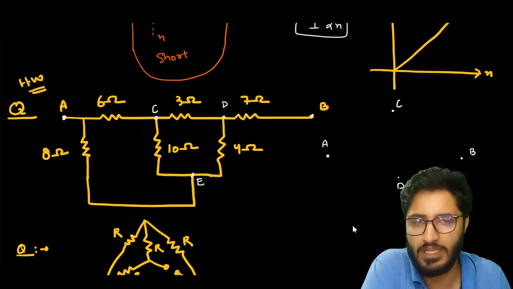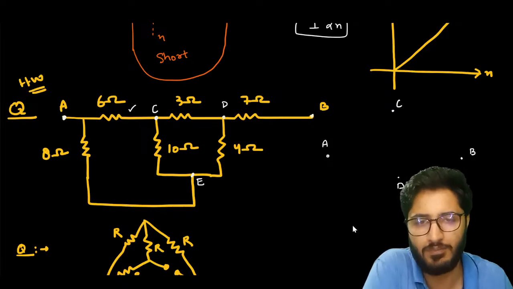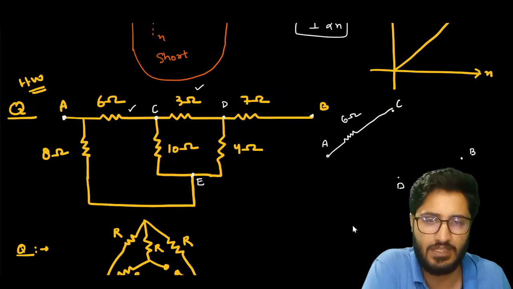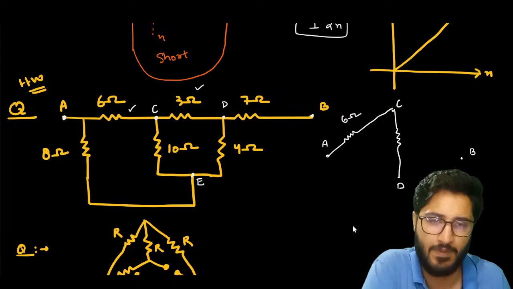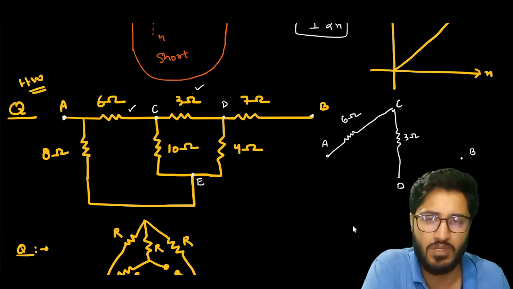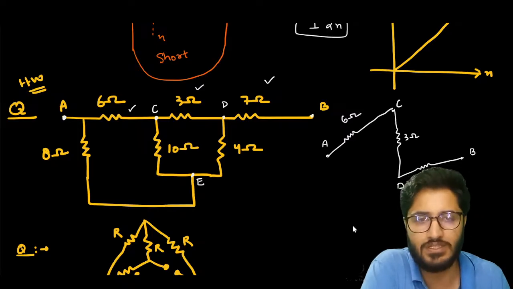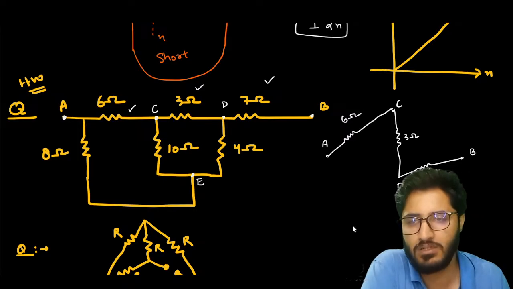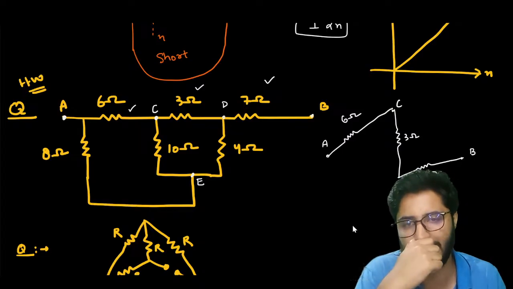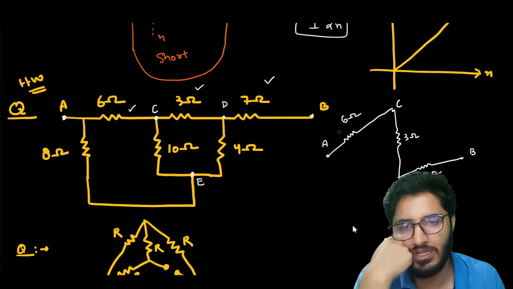First of all, this one is between AC. So I will make it between AC. 6 ohm. This one is between C and D. 3 ohm. This one is between D and B. 7 ohm. So there is a common point E. So A is connected with E.